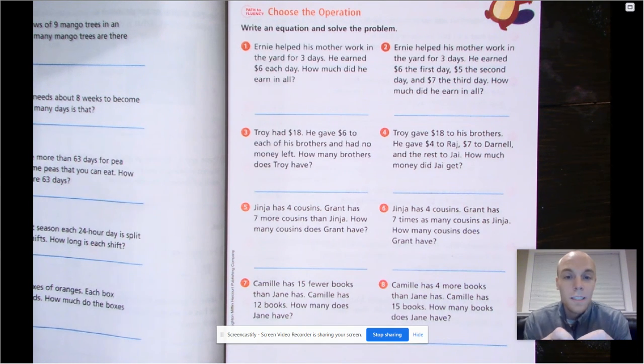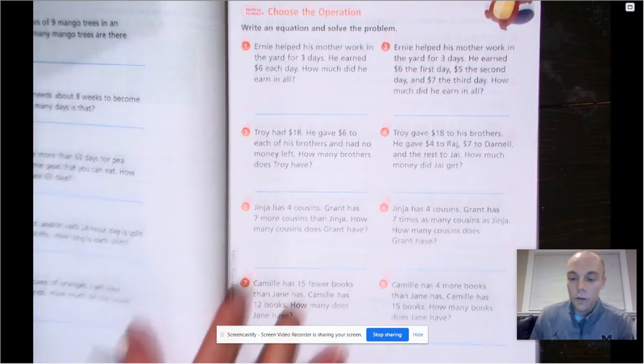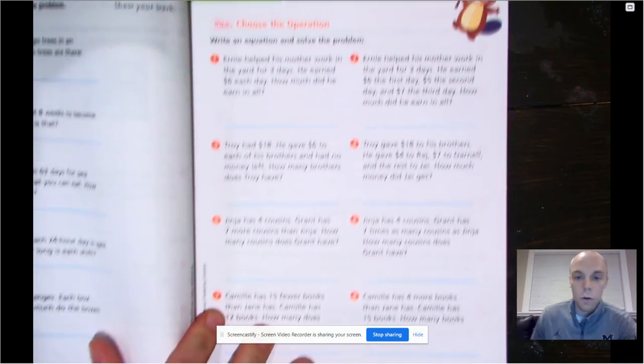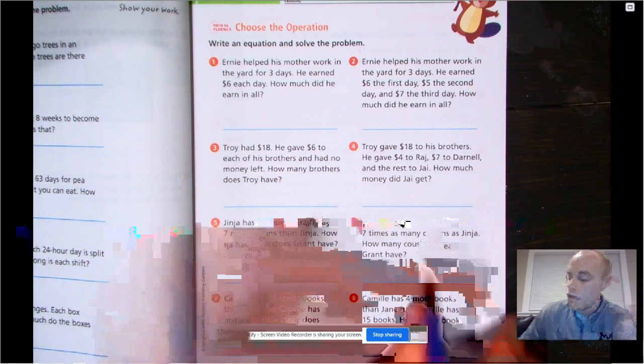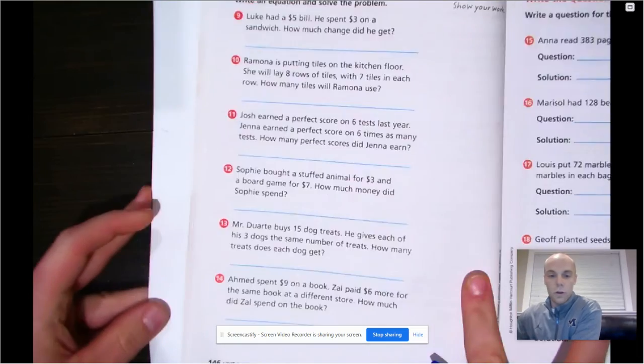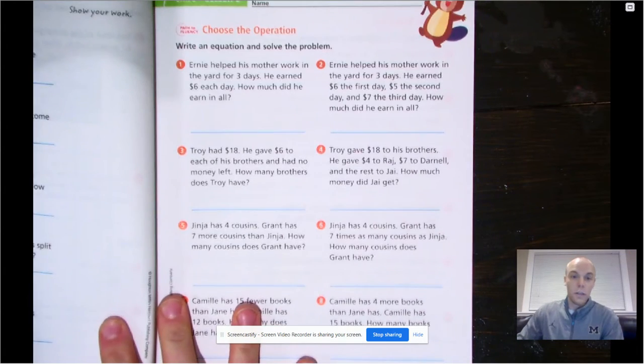All right, so today we're on page 145 in your math book. We're going to do 4 of these together on this side, and then we're going to do 2 of these together on page 146 on this side. So follow along with me first before you go ahead, because it's a little bit tricky on this one.